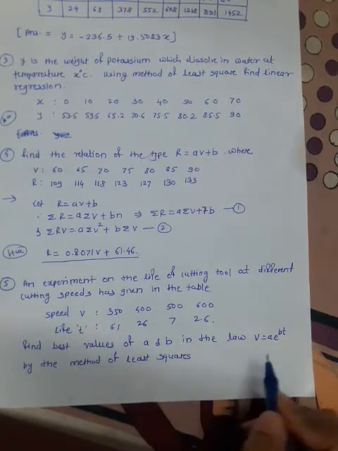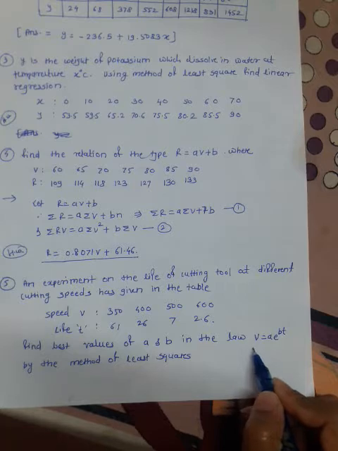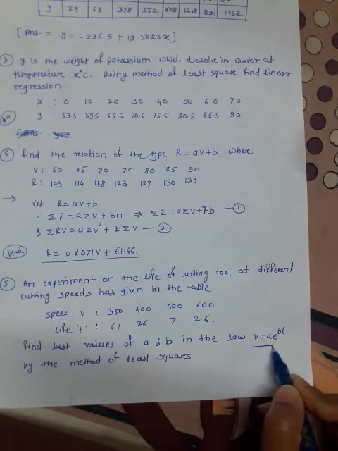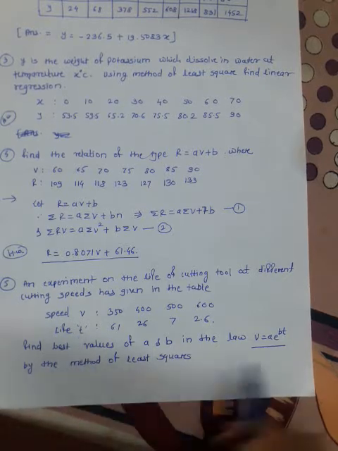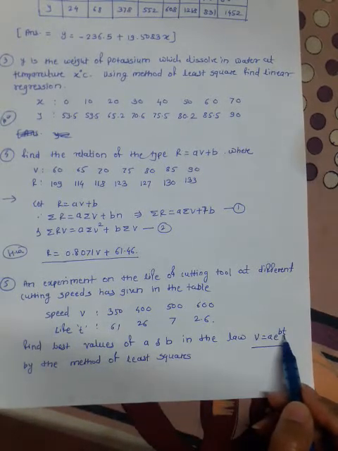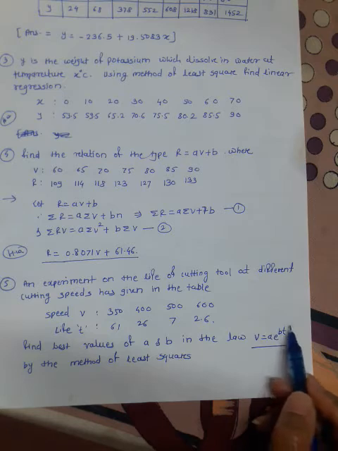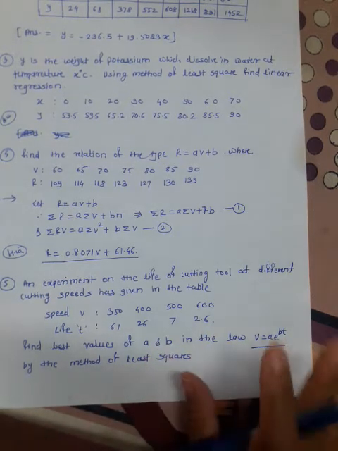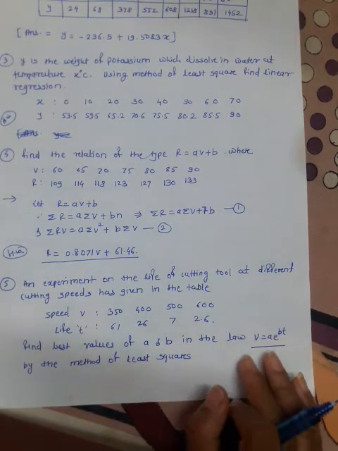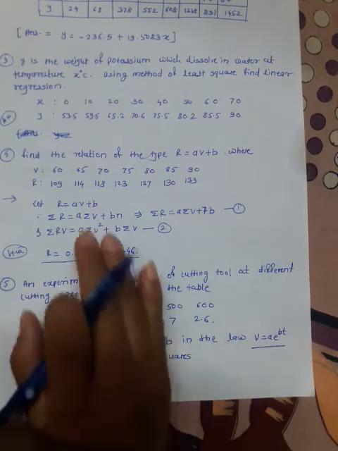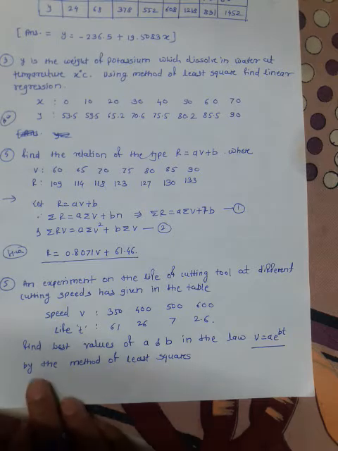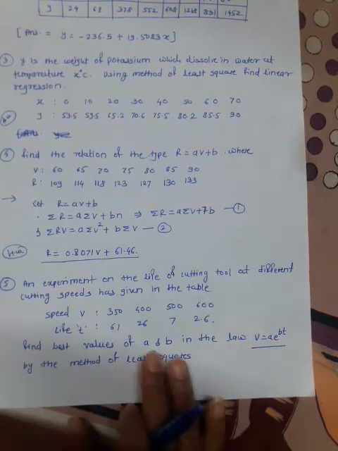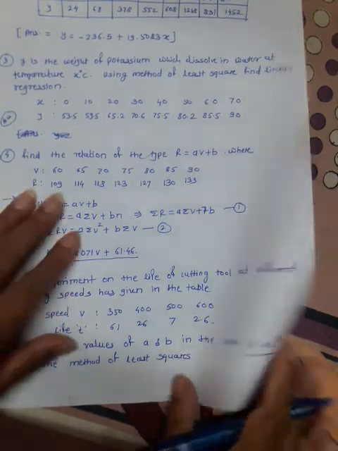In the law, which is the given law, the equation is given in a different format. V is equal to a e raised to bt, where v and t are the variables. V power is 1, t power is also 1. That's why it is a linear regression. We just have to convert this given equation into our original regular format. How to convert? Let us see. By method of least squares, we have to find out a and b. Let's start with this.